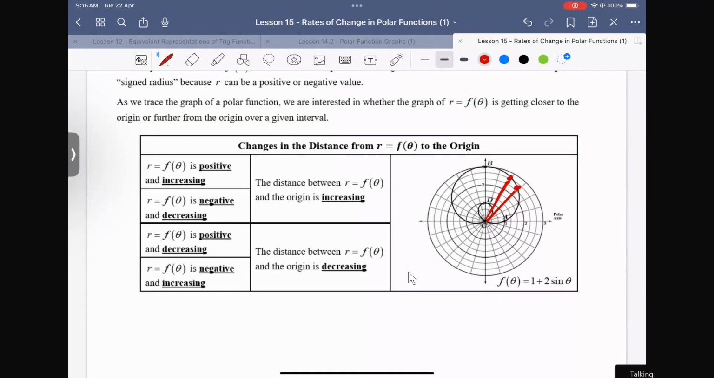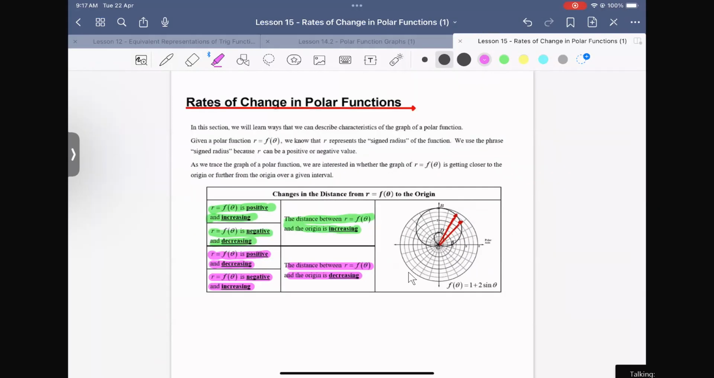We do that by looking at the graph in the Cartesian plane. If the graph in the Cartesian plane is positive and increasing, or if it is negative and decreasing, then the distance between a point on the polar graph and the origin is going to be increasing. Now, if the Cartesian graph is positive and decreasing, or negative and increasing, it's getting closer to the origin. So the distance between the point on the polar graph and the origin is going to be decreasing. Let's have a look at that.